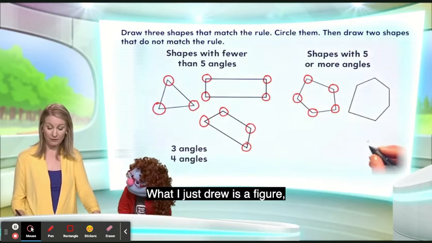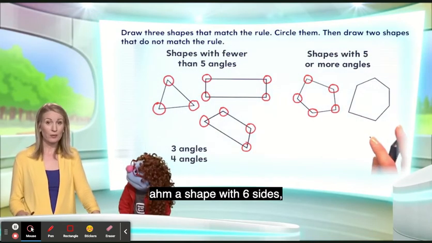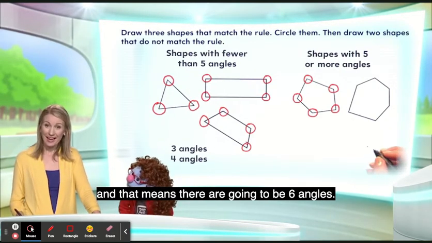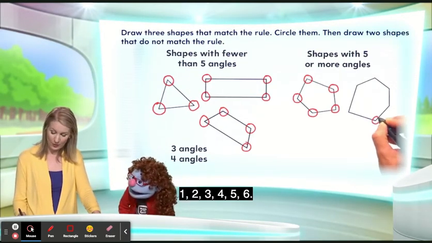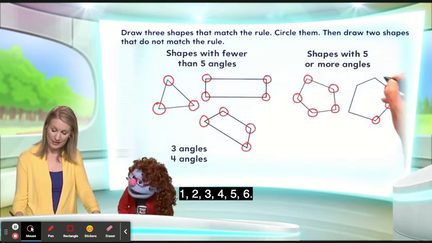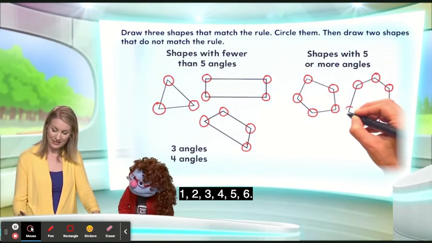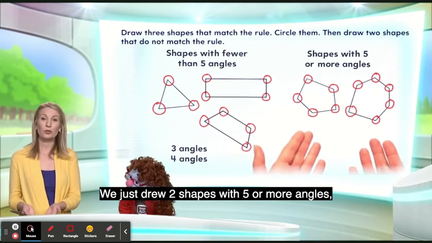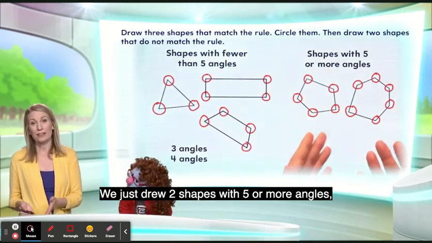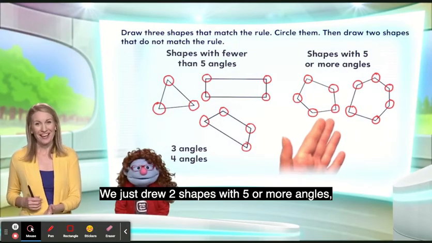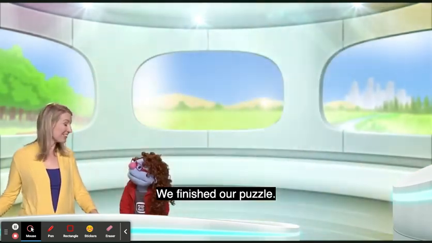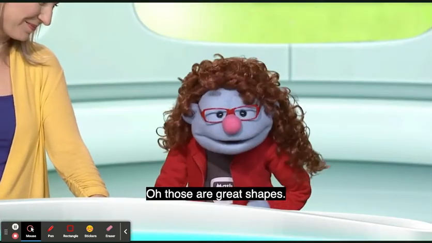What I just drew is a shape with 6 sides, and that means there are going to be 6 angles. Let's count them. 1, 2, 3, 4, 5, 6. So there we did it. We just drew 2 shapes with 5 or more angles, a pentagon and a hexagon. So there we have it. We finished our puzzle. Those are great shapes.